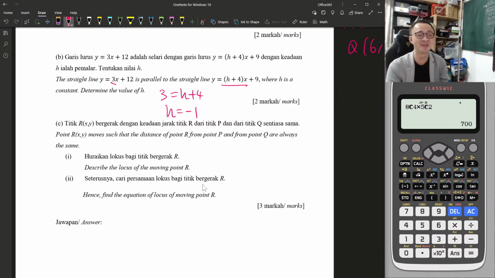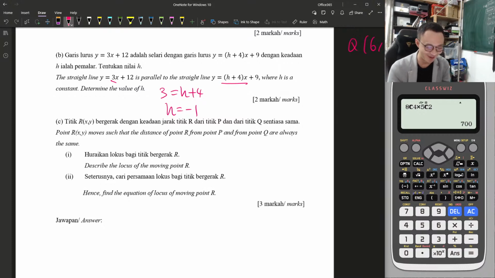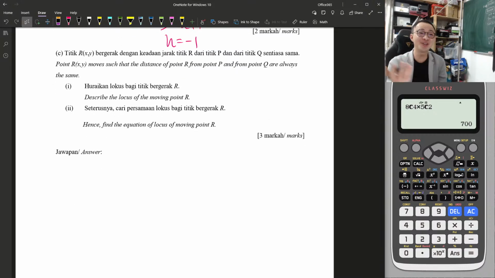I think maybe the Putrajaya students are very tense, so the teacher is trying to help them relax. I don't know. This question seems way too easy. But it's good. I hope this year's SPM looks like this.